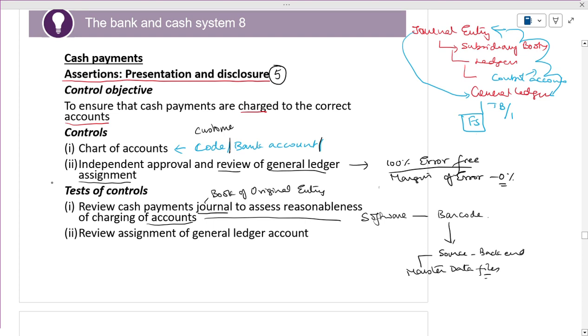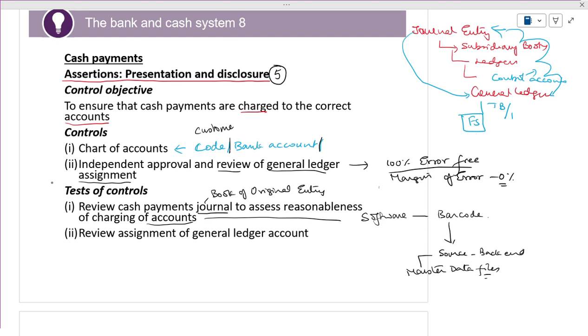Whenever there is a payment, we will have a double check. Multiple checks will be there. More than two fields should match, and then only the payment will be processed.